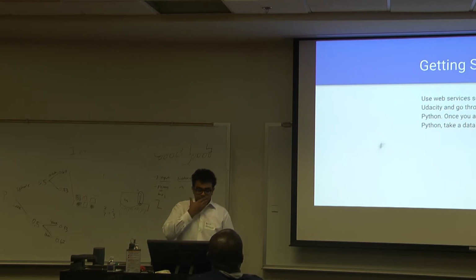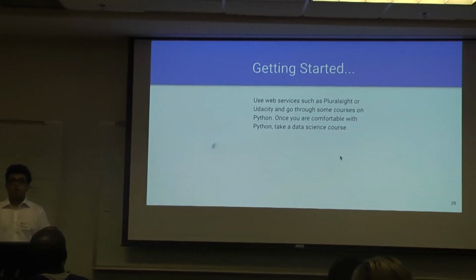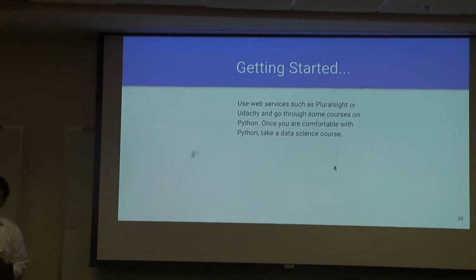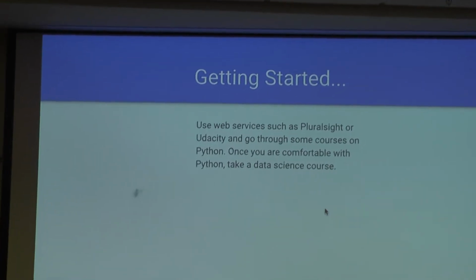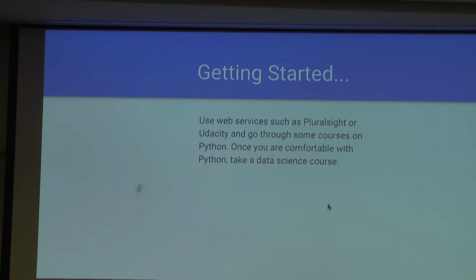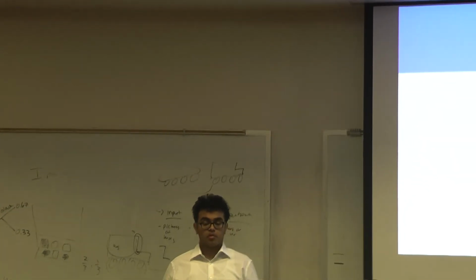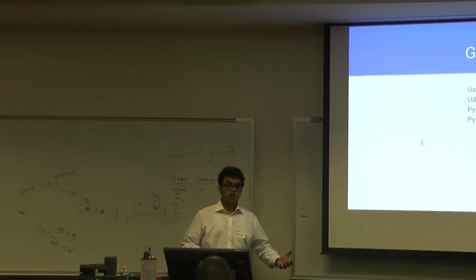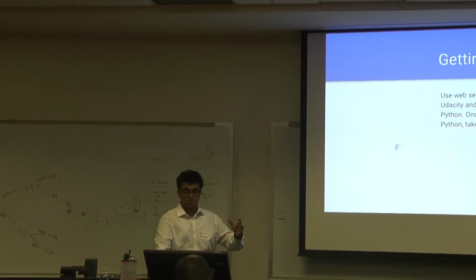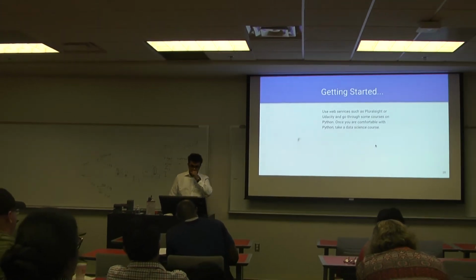So the way that I see getting started is by using a website service like Pluralsight or Udacity to learn the basics of Python, if you're interested in Python, that is. Learn Python first, see how the language works, see the syntax, because the syntax for Python is extremely important. If your syntax is wrong, the compiler won't do anything about it. And once you're comfortable with Python, take a data science course on Python. That will teach you those libraries that I just talked about.